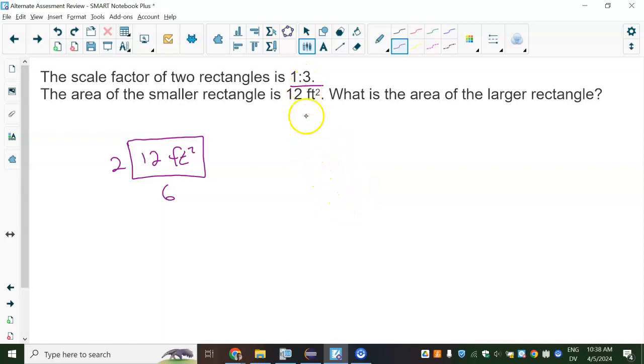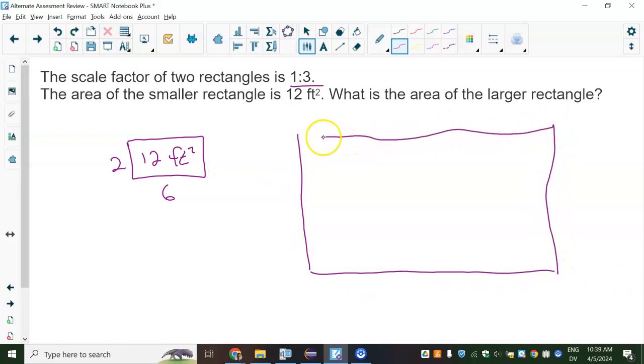All right, so basically this scale factor 1 to 3 means these dimensions get tripled. So I'm going to redraw this as best as I can, which is not very well, I'm not going to lie, but yeah, there's a rectangle. And so now this side got tripled, so this is now 6, and this side got tripled too, so this is now 18. Okay, so now the area would be 6 times 18, which would be 60 plus 48. I think that's 108 square feet.